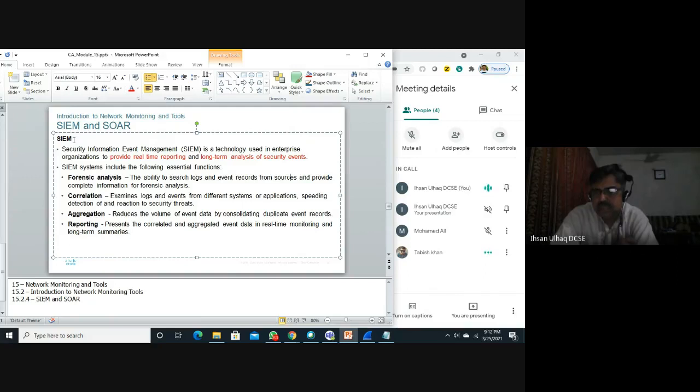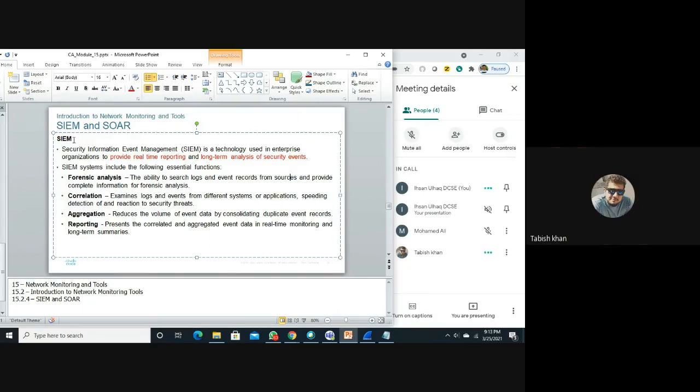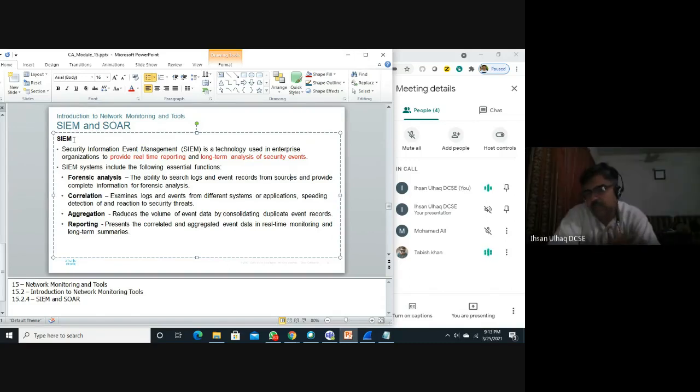It gives you real-time reporting, and it provides long-term analysis of security events. For example, you can save these events for 6 months and study them then, or read them then, or analyze them then. So that's the reason it is called long-term security event.